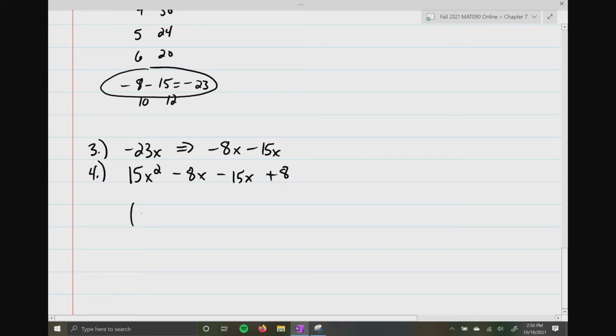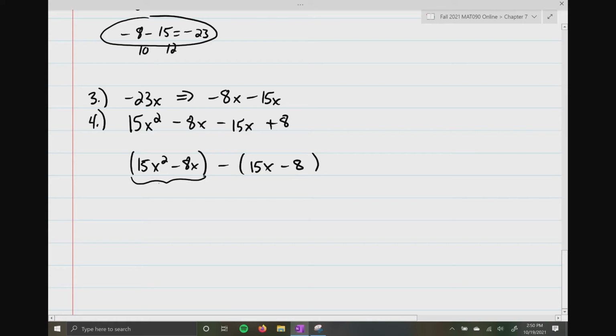So let's do our little mini GCF. So let's group. Now remember, you've got to be careful here. This middle sign is a negative. So it's going to be 15x minus 8. Make sure you write that down. Okay, from here, let's find the mini GCF. So in the first set of parentheses, it's just going to be an x.